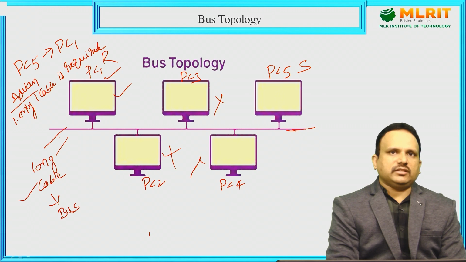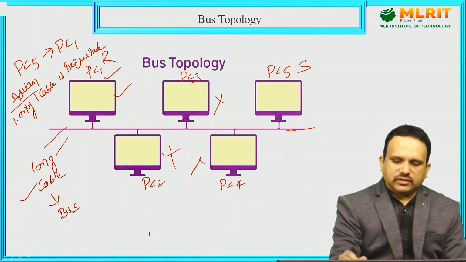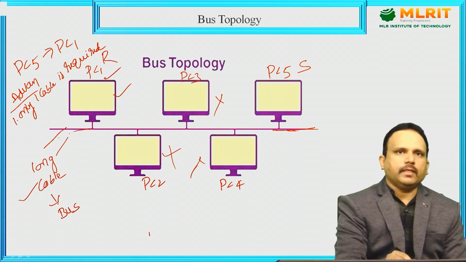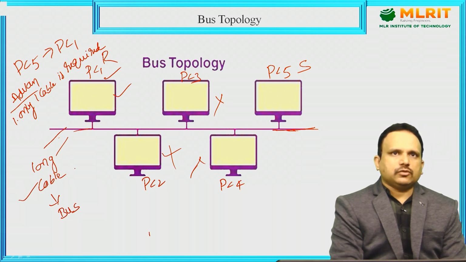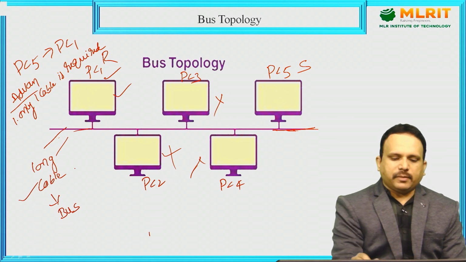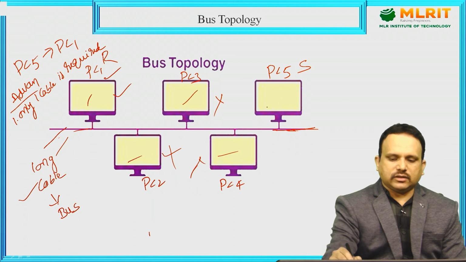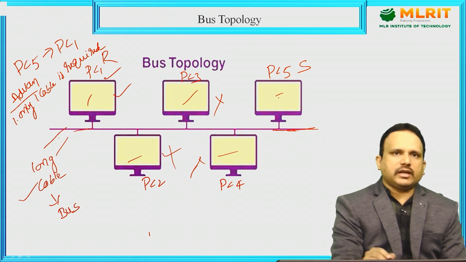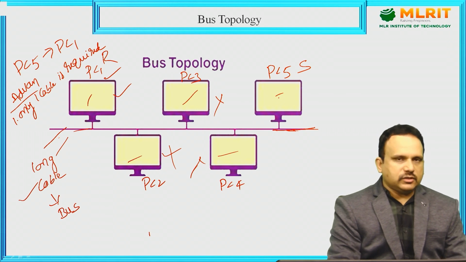So what are the disadvantages? If one cable fails, that means if this is the transmission medium and this particular cable fails, the entire network will collapse. As they have been arranged in a bus fashion, this is one station, this is another, this is another, this is another. So as they have been arranged in a bus fashion, we call it a bus topology, right? This is about bus topology.